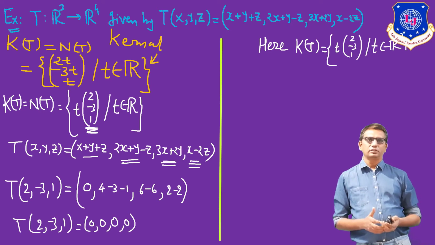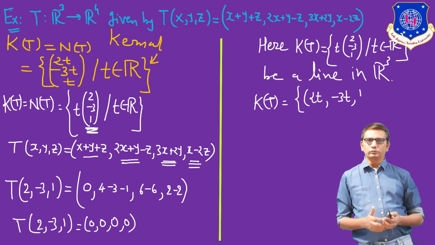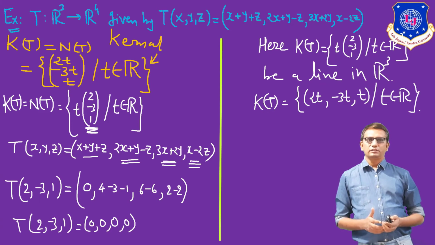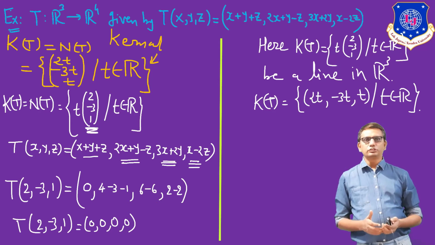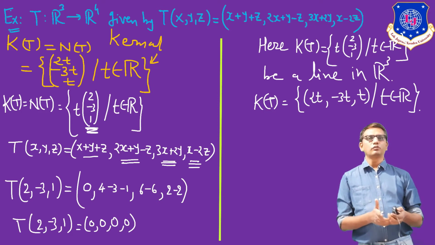Here kernel of T is a line in R cube, already I said it, and that can be written as (2t, -3t, t) where t belongs to R. So it is nothing but infinitely many solutions. If we have a trivial solution, that means a unique solution. In this case, we have only 0 vector goes to 0 vector. That means 0 vector of R cube goes to 0 vector of R4.